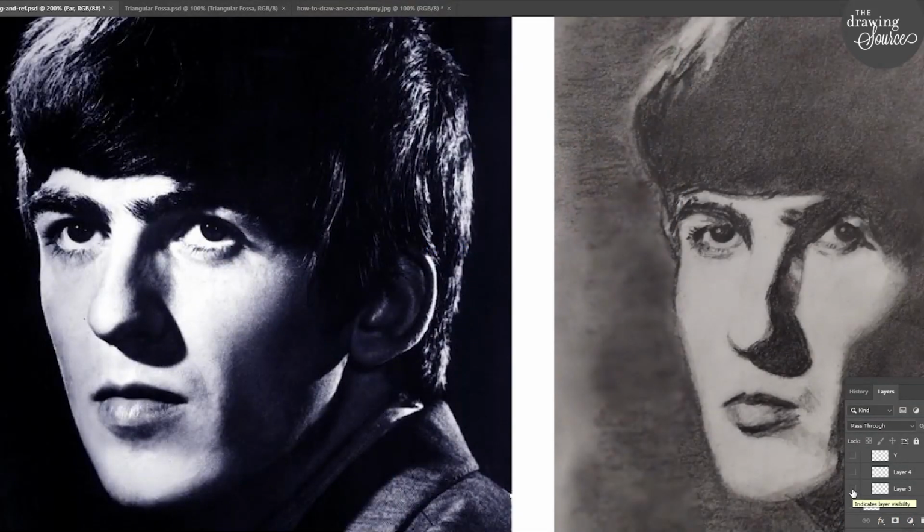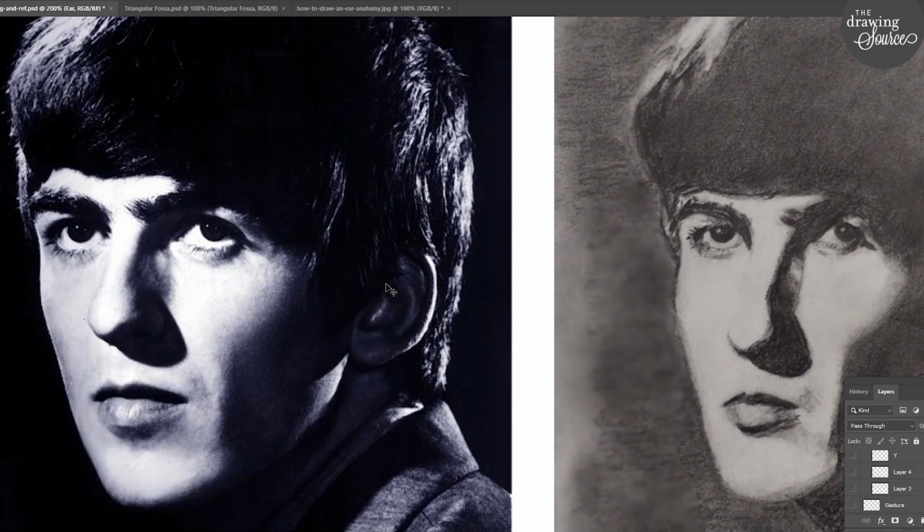Looking at the ear in the reference, here is that outer question mark shape, the helix and the earlobe. Here is the curving Y shape of the antihelix, the tragus, antitragus, ear notch, and the basin of the concha.